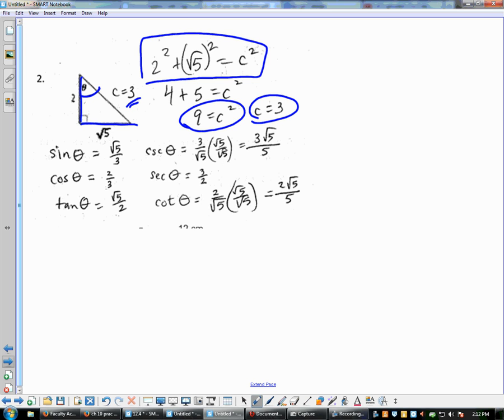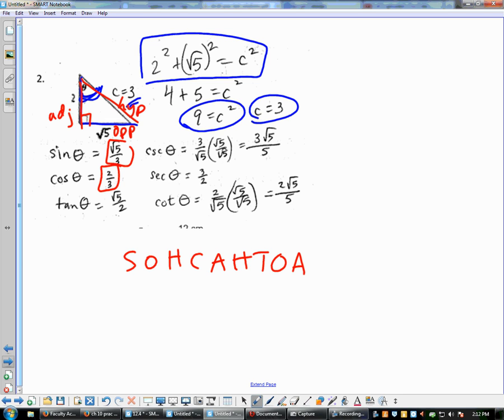So that's why I wrote in 3 here, and now the process is the same. Here's our angle theta up top, so this side is going to be your opposite side, this side is going to be your adjacent side, and this side, as always, since it's across from the right angle, is your hypotenuse. So sine is going to be square root of 5 over 3, opposite over hypotenuse. Cosine, again I'm using SOH CAH TOA. Cosine is going to be the adjacent over the hypotenuse, so that's 2 over 3. And the tangent is opposite over adjacent, so that's square root of 5 over 2.